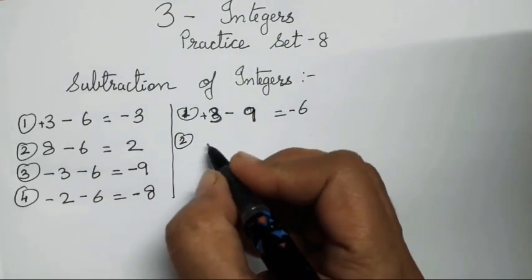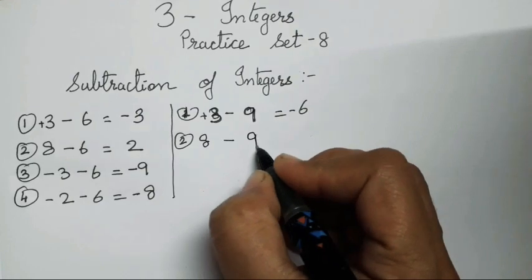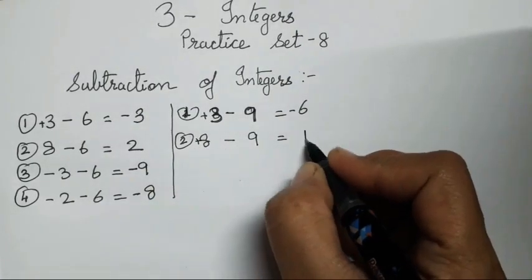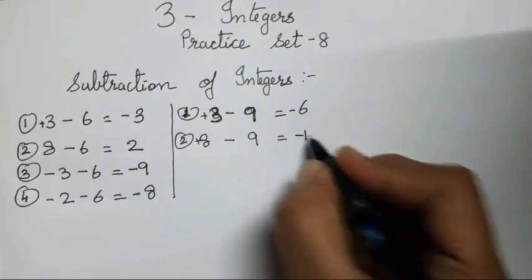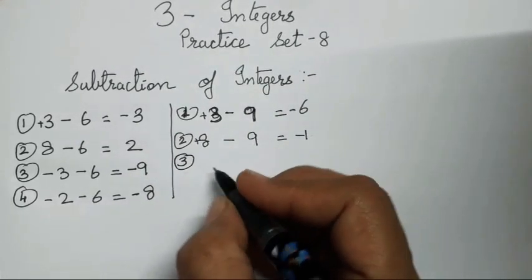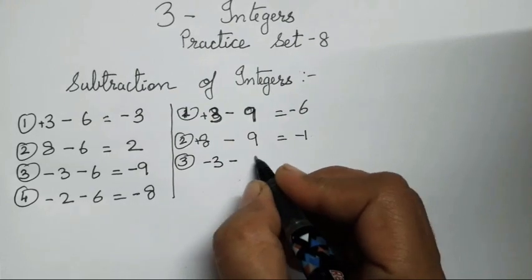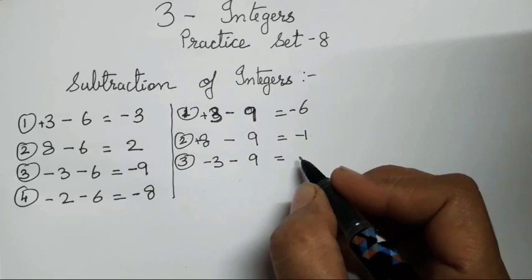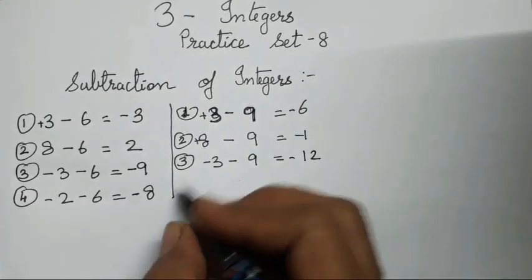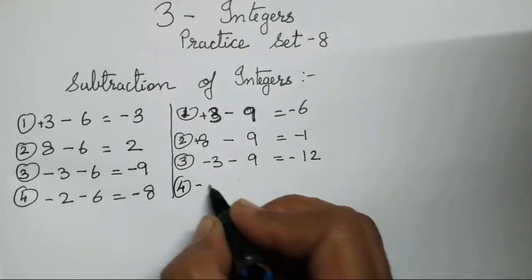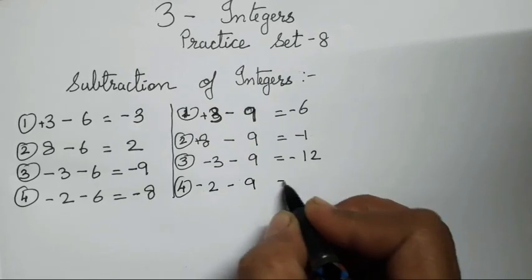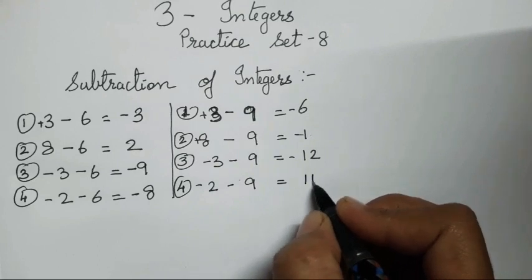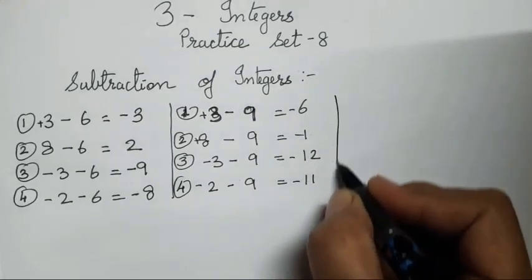Second one is 8 minus 9. So 8 minus 9, plus and minus, minus. 1 is going to be the answer, sign of the bigger number. Third one is minus 3 minus 9. Minus and minus, plus. 9 plus 3 is going to be 12, sign of the bigger number. And the fourth one is minus 2 minus 9. So minus and minus again plus. So 9 plus 2 is going to be 11, sign of the bigger number.